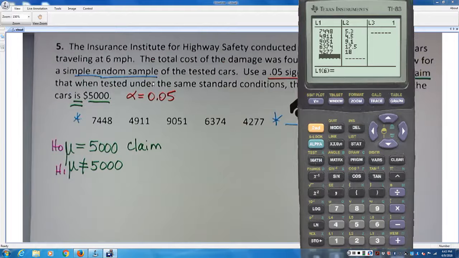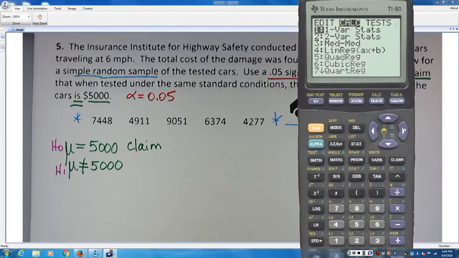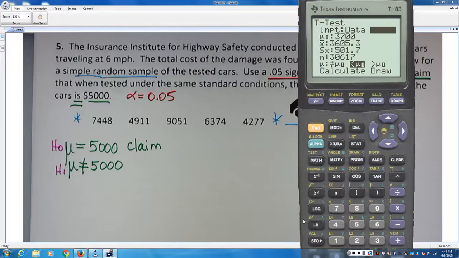And then because we have no idea what the population standard deviation is, it was not even mentioned, so all we have is the sample to go on, then we're going to do a t-test. And our t-test this time is going to be with data. So with the data we have, we're going to test the claim that the mean is 5,000. And our data is in list 1. And we're testing H1 saying that the mean is not equal to 5,000. So of course we're going to want to make a note of that.